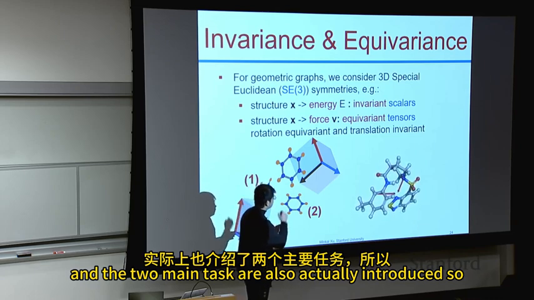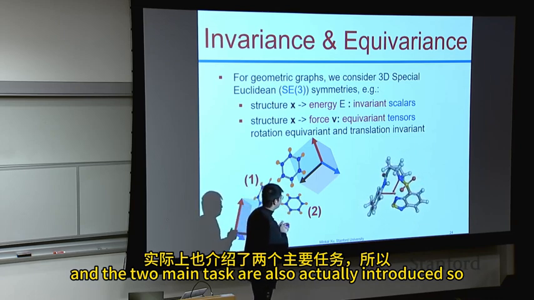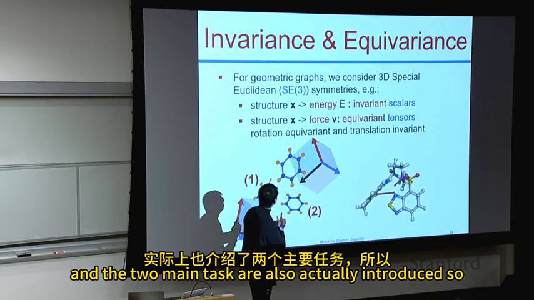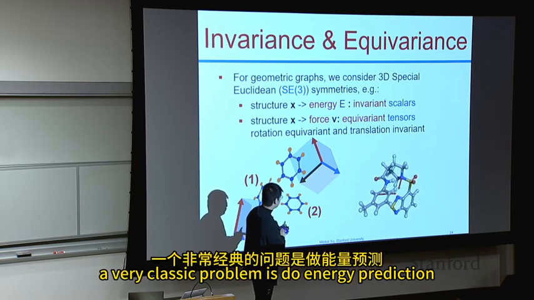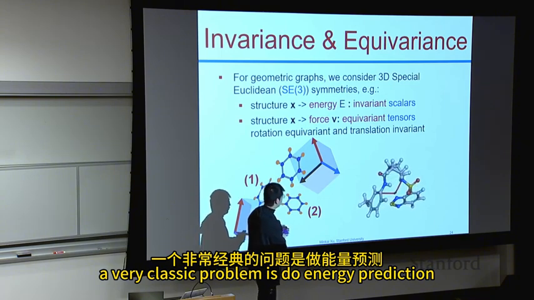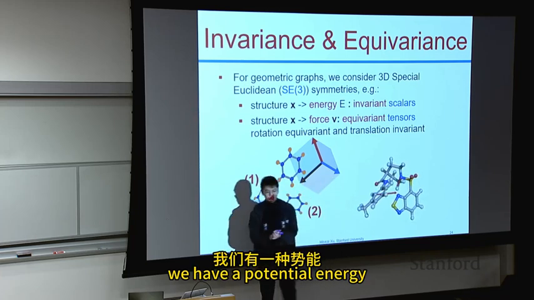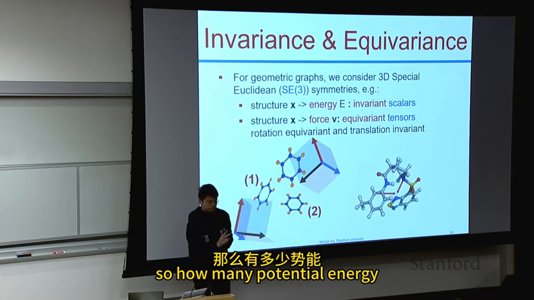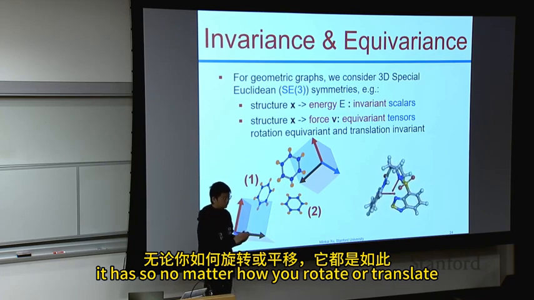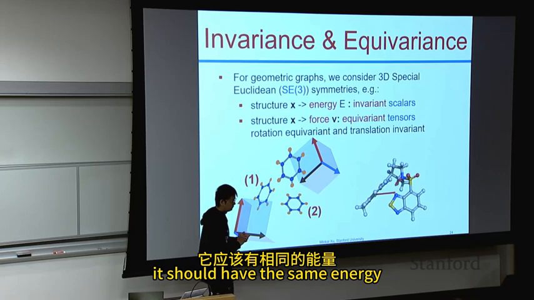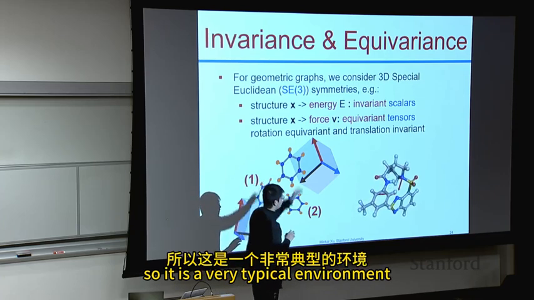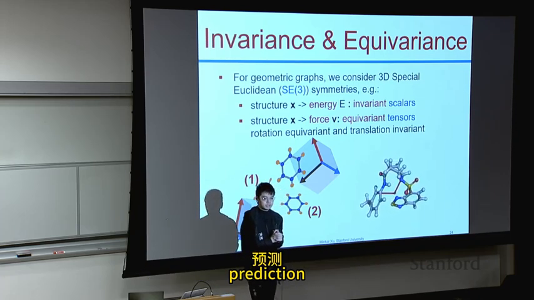And the two main tasks are also introduced. A very classic problem is energy prediction. Every structure has a potential energy. No matter how you rotate or translate, it should have the same energy. So it is a very typical invariant prediction task.